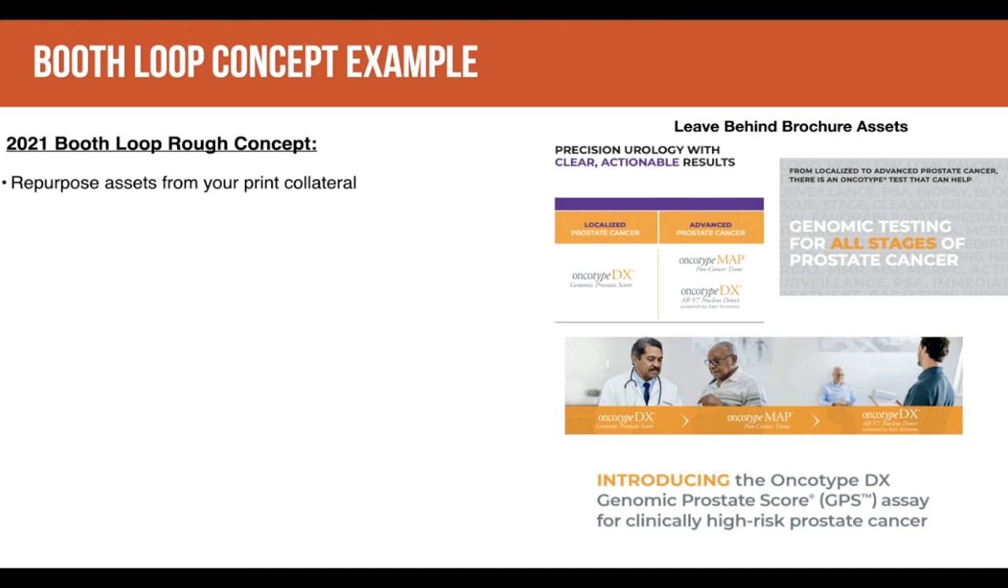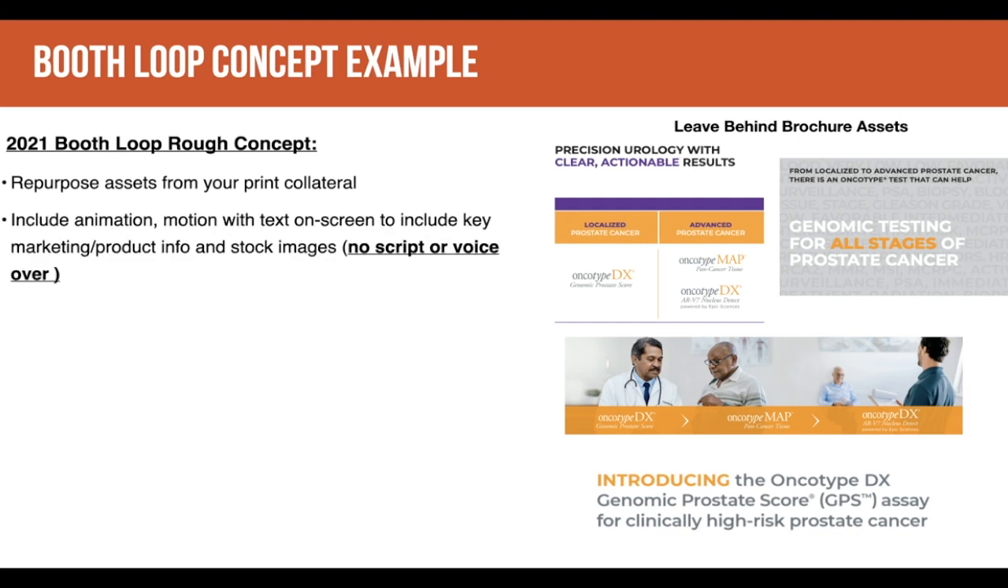So you can see over here on the right, we've got key marketing message, we've got product solution logos, we have lifestyle images. We want to repurpose that and create an engaging booth loop that includes animation, motion graphics, text on screen, include that key marketing message, product information, and then it could be, depending on your brand style guide, stock images. But typically this video is an in-booth experience. So there's no script, there's no voiceover, because your sellers that are in the booth are going to be talking about your solution.